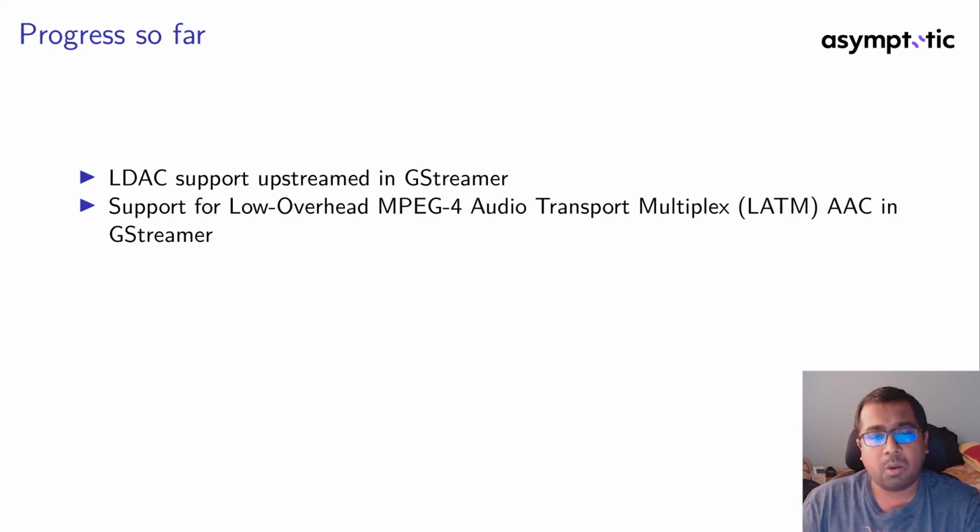Next is AAC. Now, there are different AAC variants, so to speak, and if one wants to use AAC over Bluetooth, a particular variant called Low-overhead MPEG-4 Audio Transport Multiplex, or LATM, comes into the picture. While GStreamer had support for AAC via 3-4 different plugins, none of these plugins supported LATM. So we first implemented LATM support with AAC in GStreamer, and the AAC specification is quite complex. So we had to understand the specification, understand the current state of support and implementation in the various plugins, and then implement LATM for one of the available encoder and decoder plugins, while making sure that we are not breaking anything else in the process.